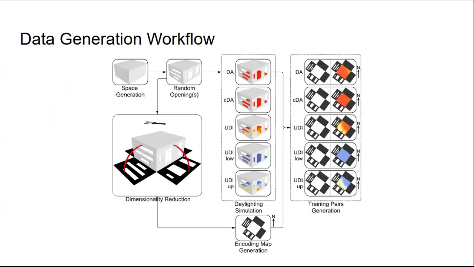Our data generation process follows 6 steps: space generation, random openings, and then we bring this 3D model into our dimensionality reduction method to turn it into a grayscale map. At the same time, we send this 3D model along with other inputs, such as reflectancies of the surfaces, transmittancy of the windows, and also the schedule that we used, into Radiance, which runs the simulation and gives us results in different metrics: DA, CDA, UDI, UDI low, and UDI up.